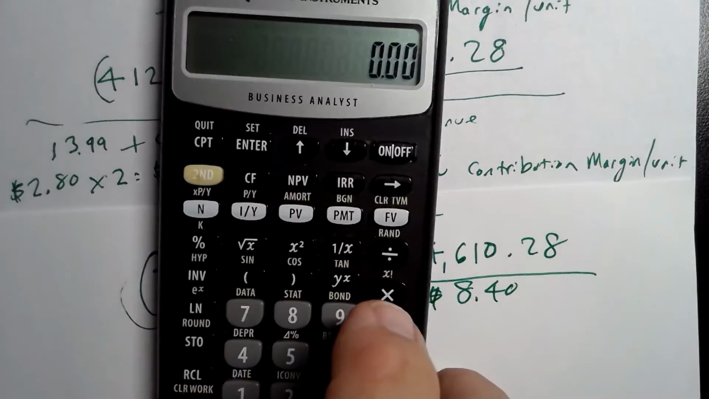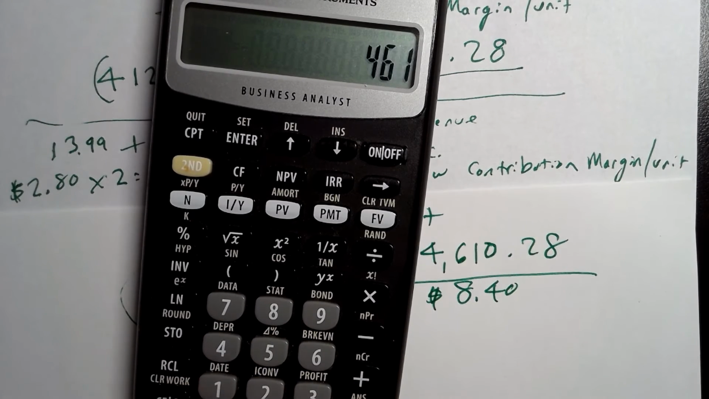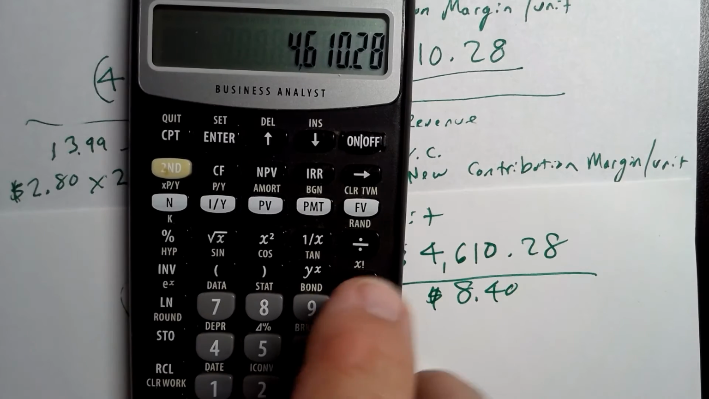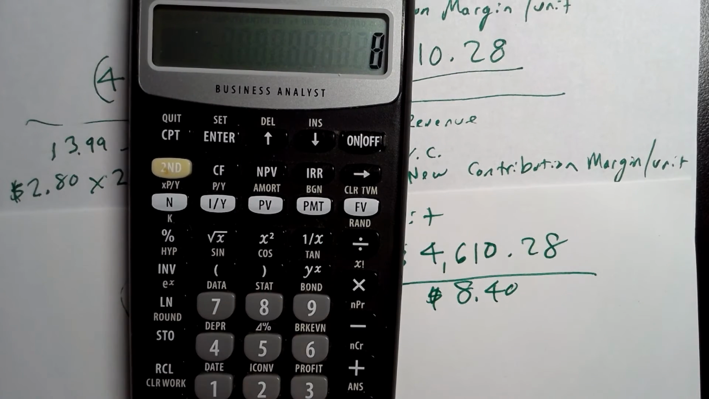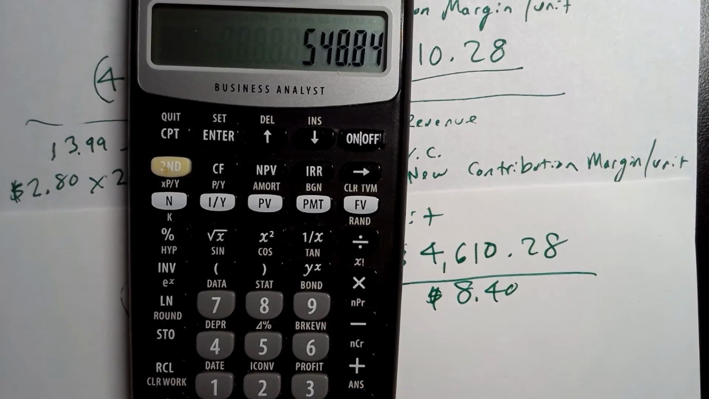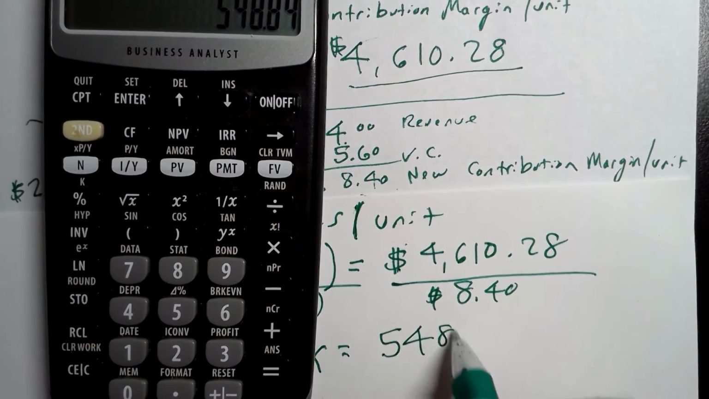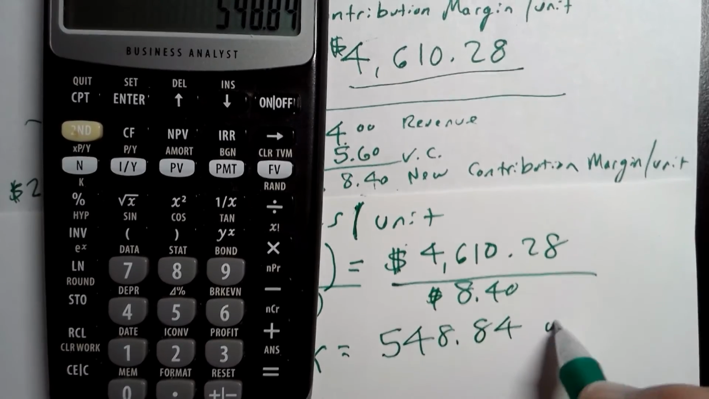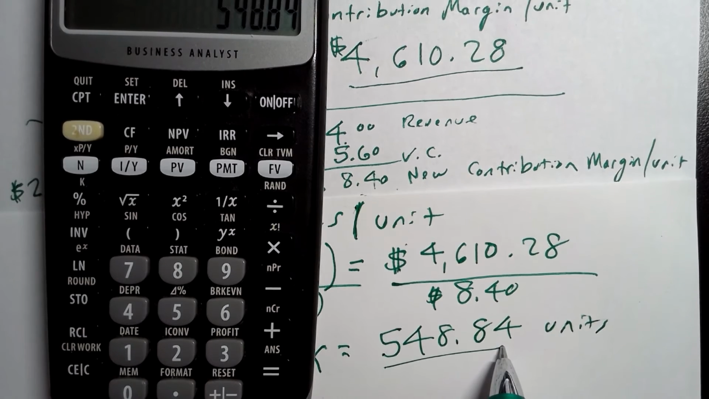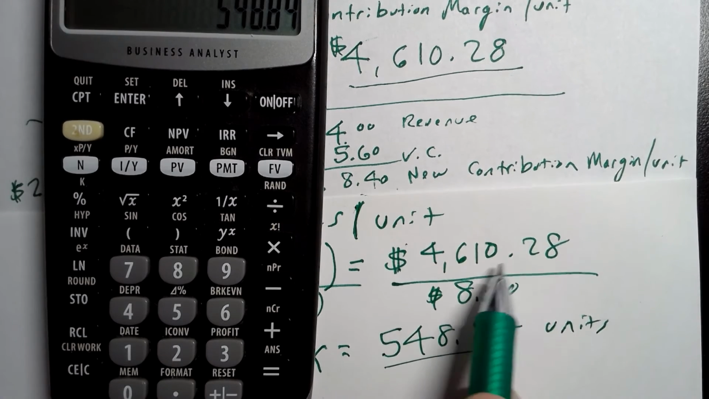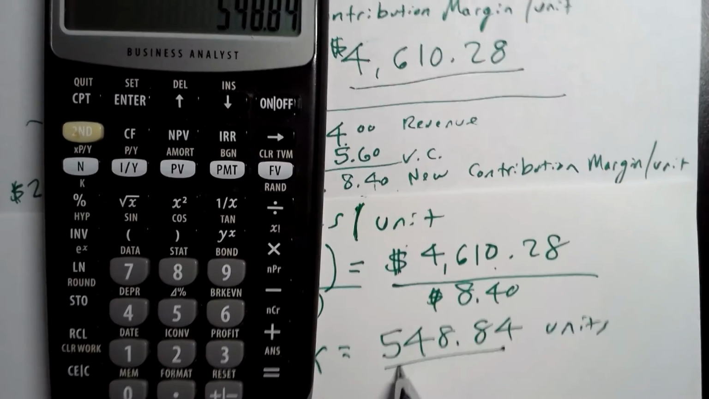I'm going to type that in here, clear it out. We have $4,610.28 is our goal, and we're dividing it by $8.40 per unit, and that is 548.84 units. So when we sell 548.84 units, we will match our gross profit. We'll match our gross profit from before.